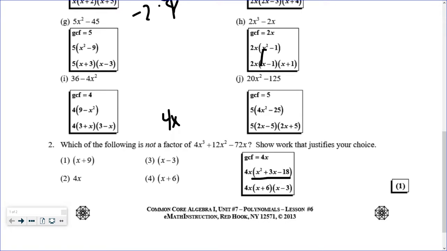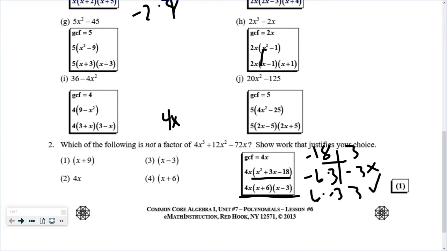So from there, I had to figure out what the factors would be. I'm going to say the factors of -18 that when added together give me 3. I'm left with -6 times 3, I'm left with 6 times -3. And sure enough, there's my answer right there. This is -3, that's not right. This is 3, this is right. So my final factored answer is 4x times parentheses x plus 6 times x minus 3. So the only one that does not work is number 1.